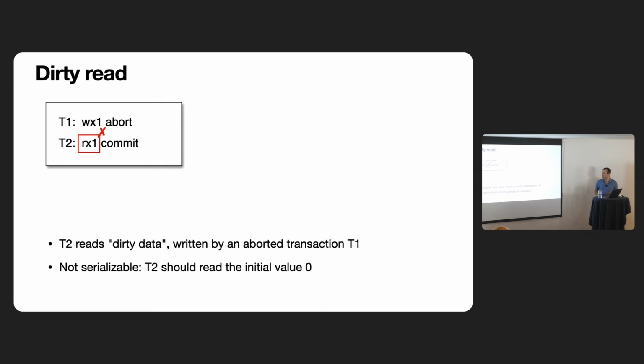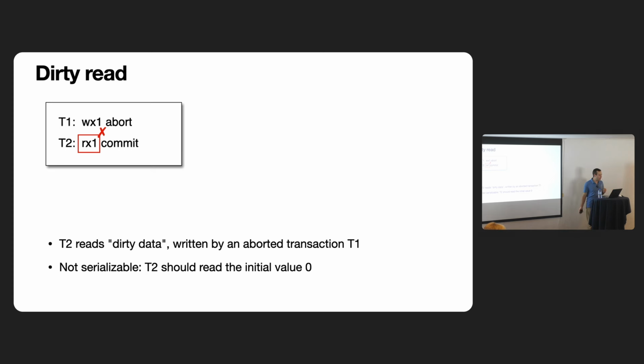And it's not serializable because serializability says I have to order committed transactions so that the result is a valid sequential execution, so I have to throw away T1 and look at T2. It's not a valid sequential execution because the initial value of X is zero and I'm reading one. Now, can anybody explain to me why two-phase locking doesn't allow this?